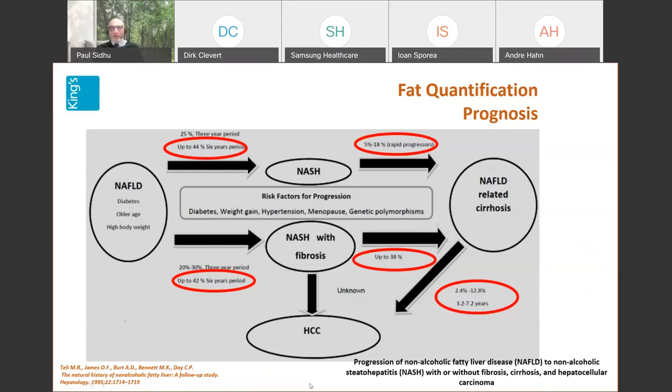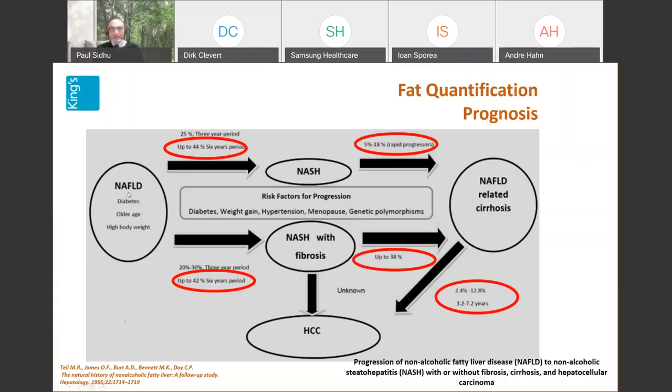But I also draw your attention to this study, which was published in 1995. Now, this is 25 years ago, before the epidemic that we're seeing now of non-alcoholic fatty liver disease. And I just want to take you through briefly what happens here. In this particular study, over a 6-year period, 44% of patients went to NASH, and a high proportion of these progressed to NAFL-related cirrhosis, and a smaller percentage over a number of years developed HCC.